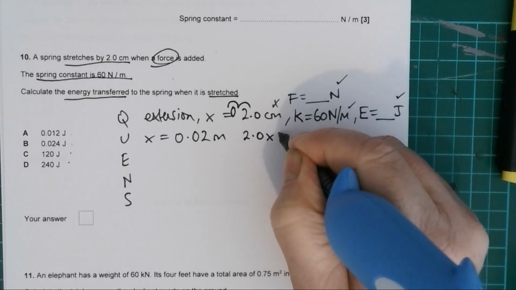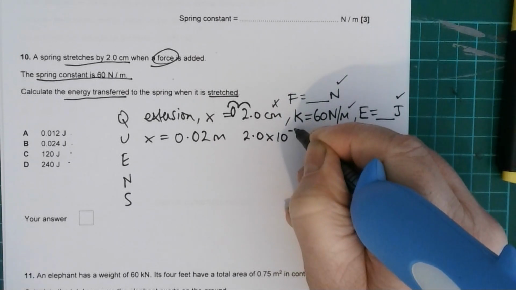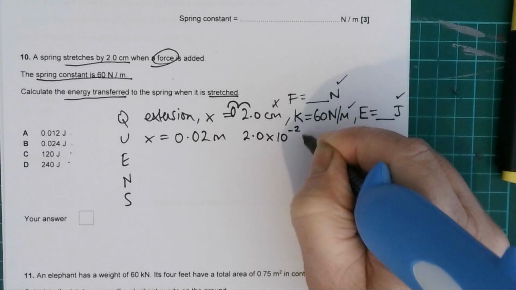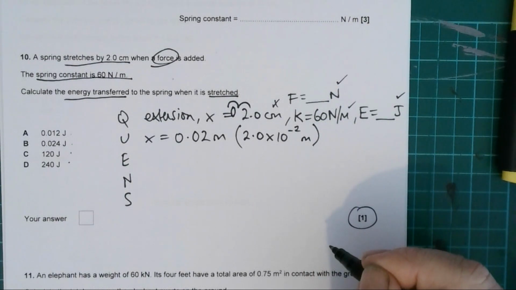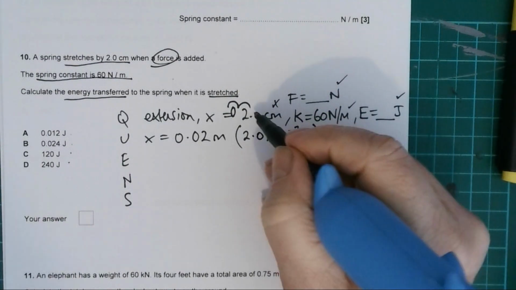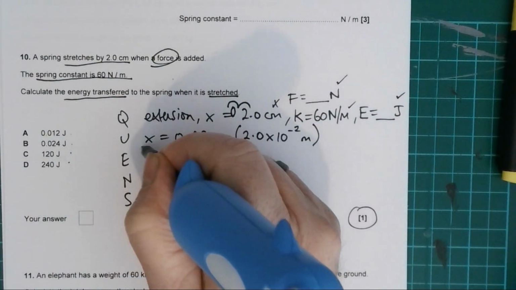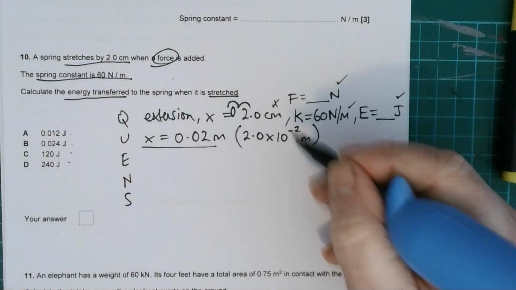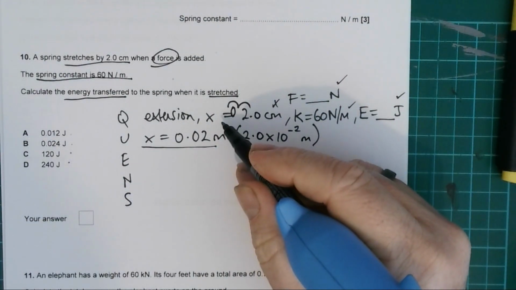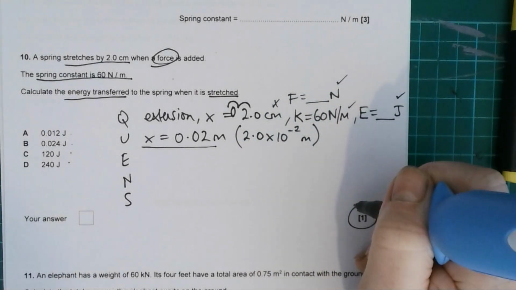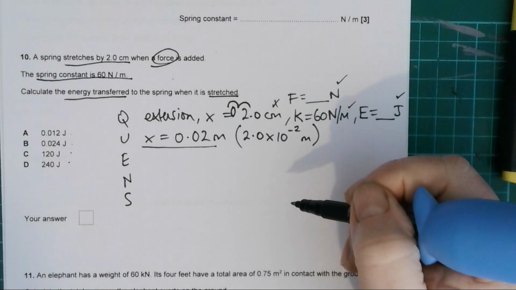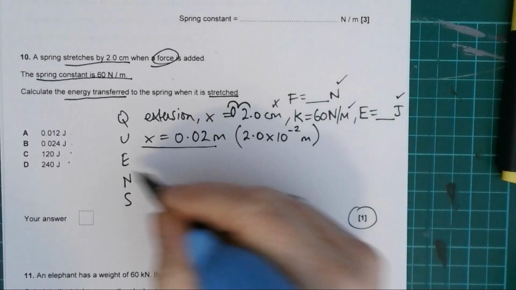If you're good with your standard form, you could say centimeters is 10 to the minus 2 meters and do that. If you want to just move a decimal place and write it like that, that's absolutely fine. I know that if this was a long answer, I'd have a mark by now. I'm taking a bit of time on this, even though it's only worth 1 mark, because I want to get it right. Now I need to use the right equation.